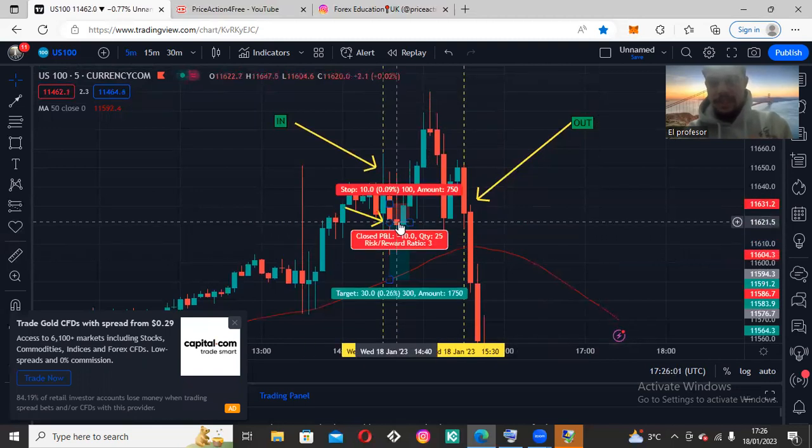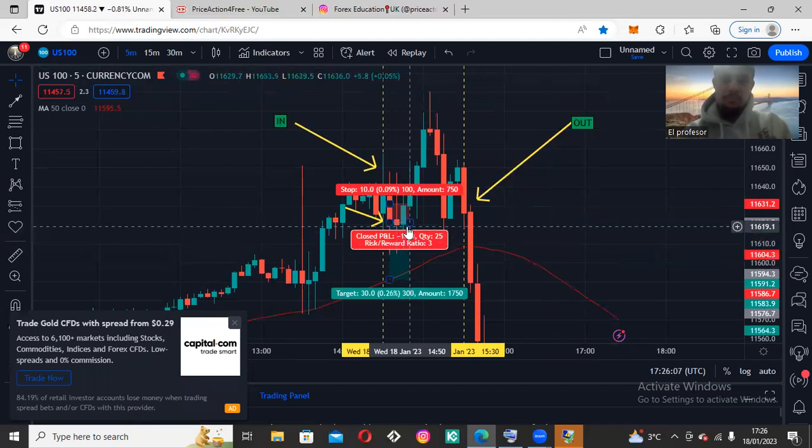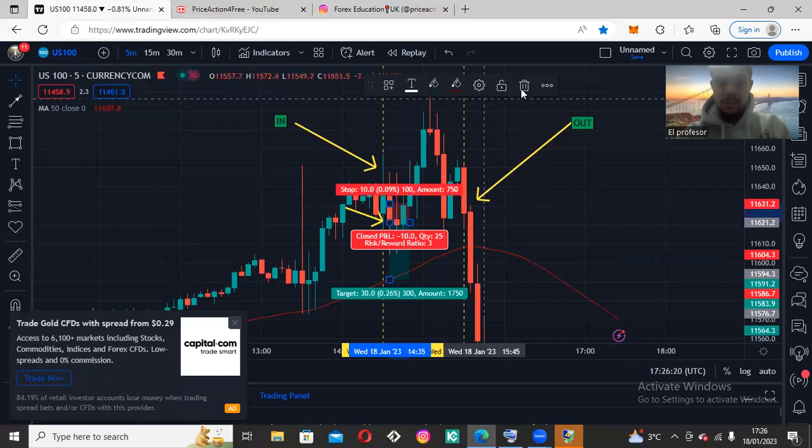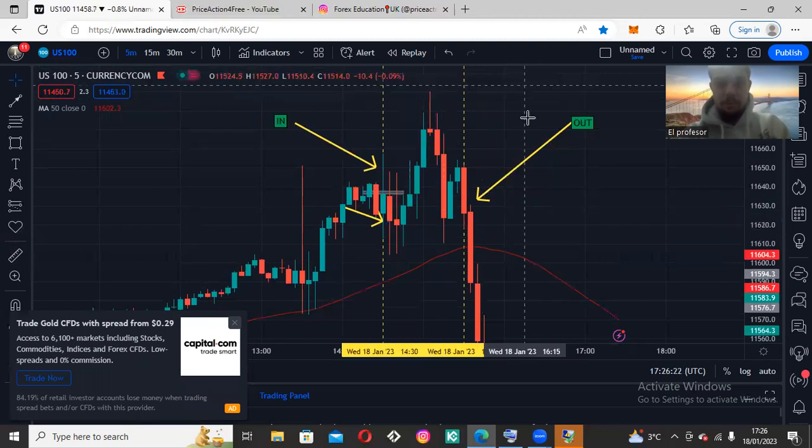So at this point, the candle was in profit and then came back and closed at break even. So I am not in a profit and I am not in a loss. So at this point, let's say zero, right? Okay, so that's one.